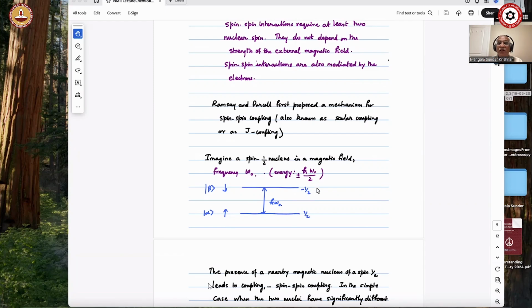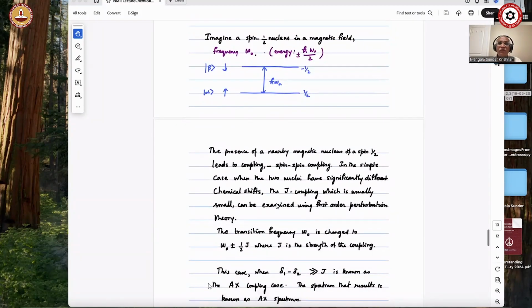Please remember, the energy expression is minus gamma h bar h naught. So if the spin is in the plus a half orientation, it is lower energy. And if the spin is in the minus a half orientation, it's a higher energy. Lower energy is negative, minus h bar omega naught by 2. The higher energy is plus h bar omega naught by 2. And the difference between the two is h bar omega naught, which is the resonance frequency.